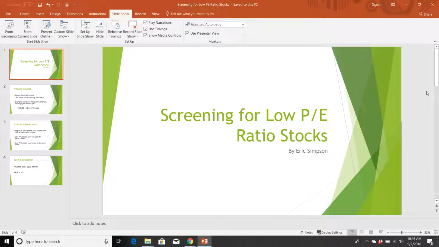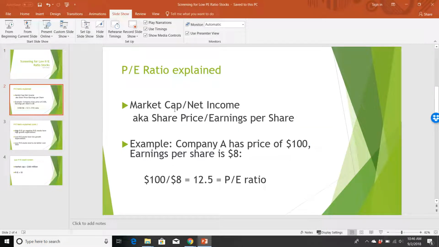Hi, this is Eric Simpson, and today I'm going to show you a simple way to screen for stocks with a low PE ratio. What is the PE ratio? Well, it's the price to earnings ratio, or the market cap divided by the net income, or in per share terms, the share price divided by the earnings per share.